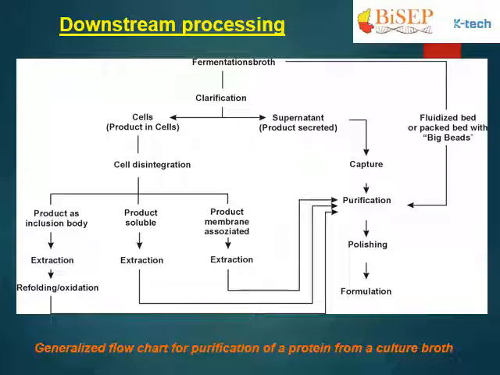Once the media is clarified, the cell disintegration can occur, because the product can be present in the microbial cell as an inclusion body, or the product can remain soluble in nature, or the product can be membrane associated. So in all the three different cases, how the product is in the microbial cell, out of the cell, or associated with the cell, here we have to go to different kinds of downstream methods. That is downstream because it is after the fermentation. That's why the purification part. So this is a general flow chart of purification of a protein from a culture broth.